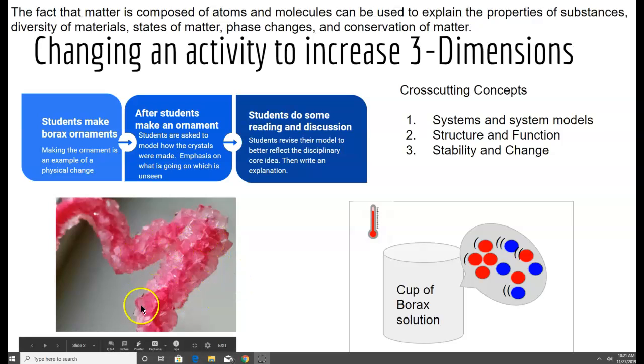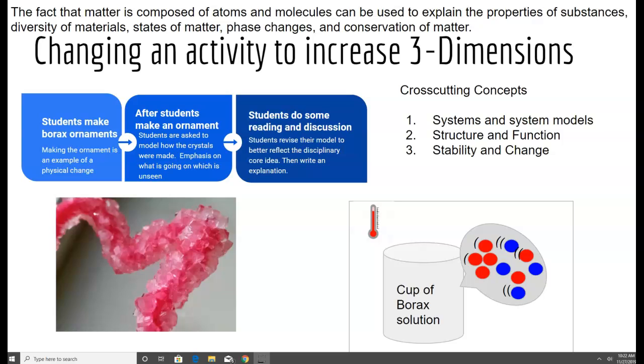pipe cleaner. Over the past month, students made borax ornaments. In order to do that, we took some hot water and borax, mixed it up in a cup, and students fashioned an ornament out of a pipe cleaner. They used whatever design they wished. It just had to be able to fit in the cup. And they added their ornaments to the cup, let it sit for a few days, and then they were pleasantly surprised when they saw all the lovely crystals grow on their pipe cleaners.